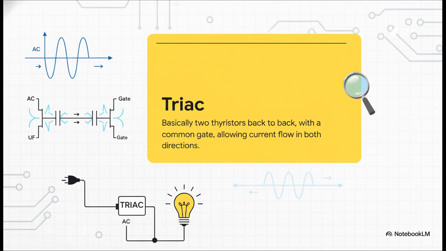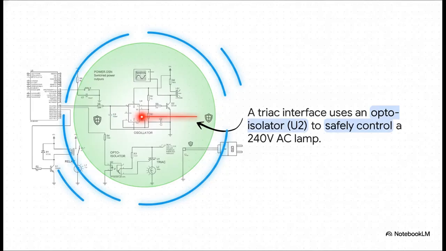For this, we need a special component called a triac. The best way to picture it is like two special switches, called thyristors, packaged together but facing opposite directions. This setup lets it grab and control the current as it flows both ways through that AC wave. And this is where we have to get really serious about safety. Look at the circuit in the bottom right. Our little 5-volt microcontroller is controlling a 240-volt lamp. How is that even possible without everything catching fire?